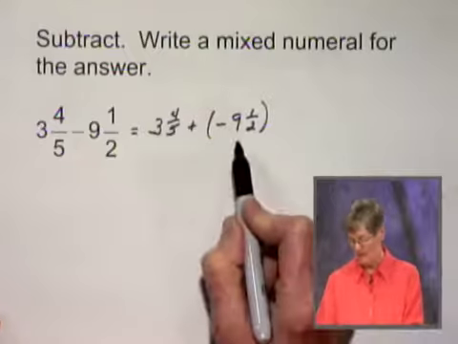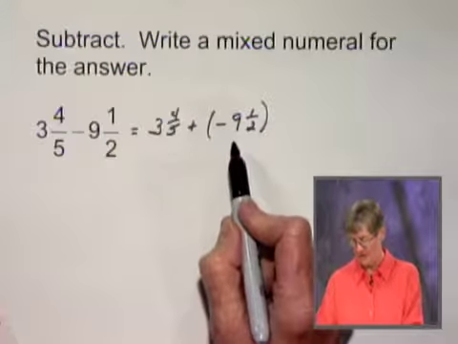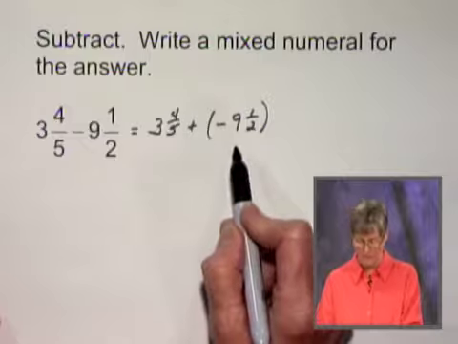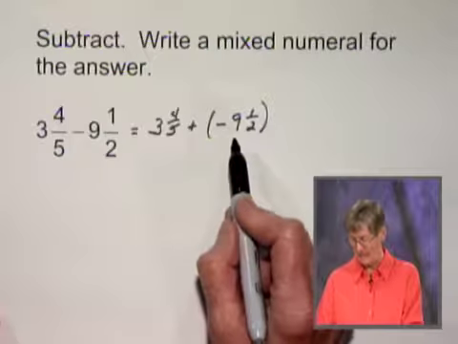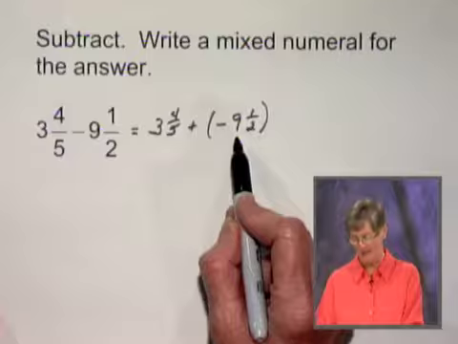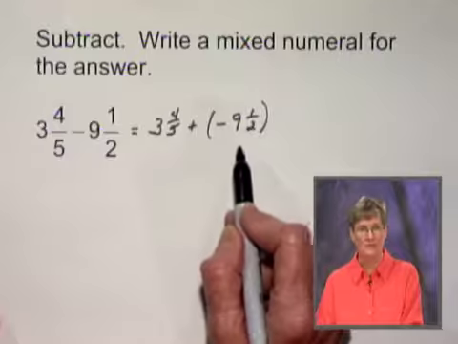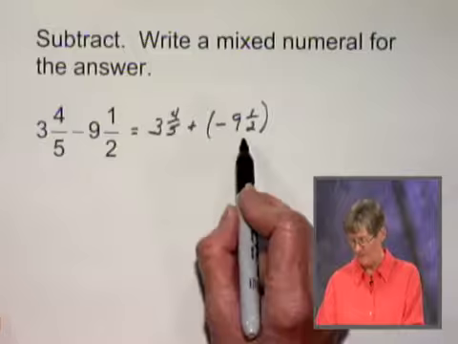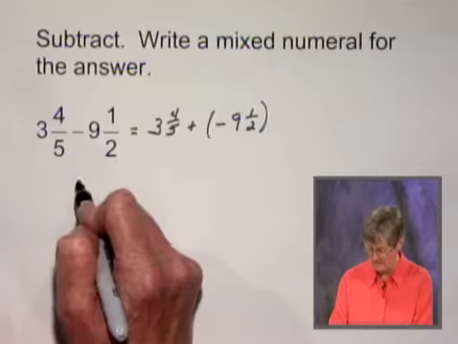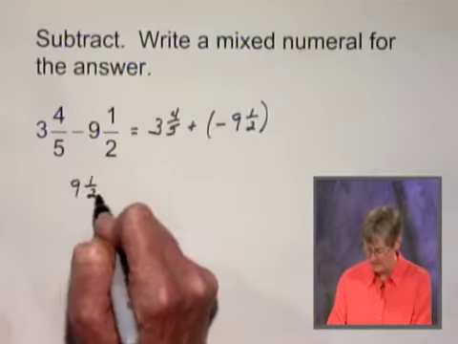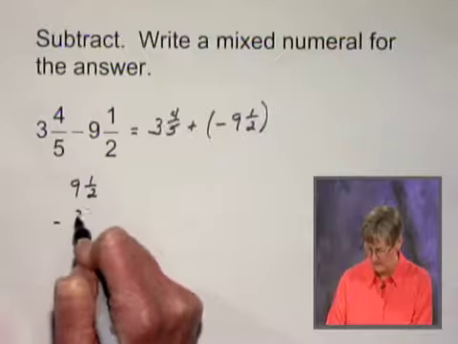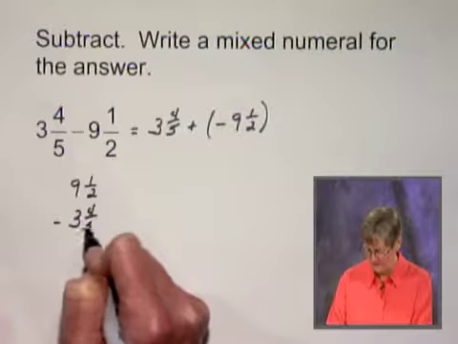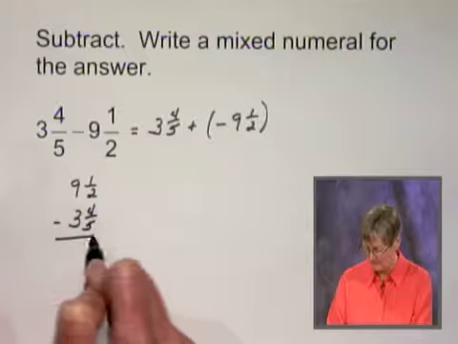Now when I do this addition, I need to find the difference in absolute values of these two numbers. And since negative 9 1/2 has the larger absolute value, we know that the result will be a negative number. But the absolute values are 3 4/5 and 9 1/2, and I'm going to find the difference in those. 9 1/2 minus 3 4/5. I'm just working with the absolute values here.